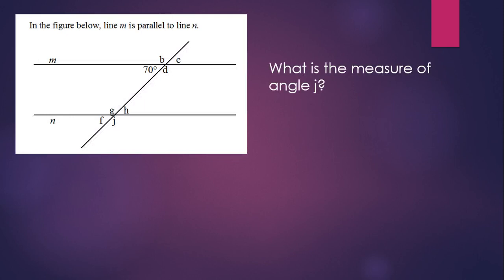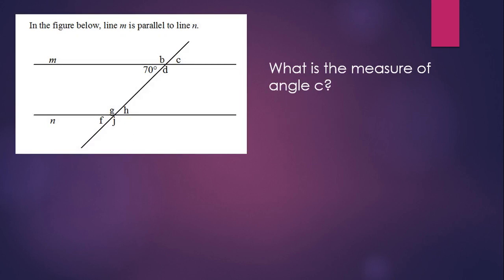What's the measure of angle J? We've already said that angle B measures 110 degrees, and angle B and angle J are alternate exterior angles that are formed by a transversal cutting across two parallel lines. That means that angles B and J have to be congruent, which would make angle J also a 110 degree angle.